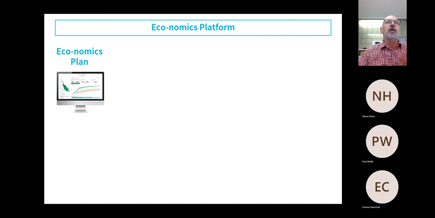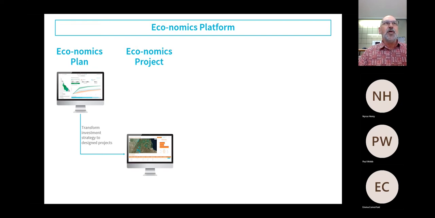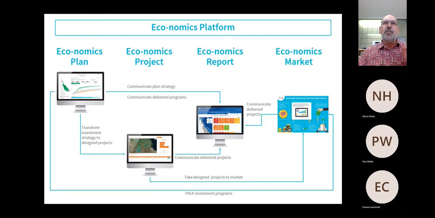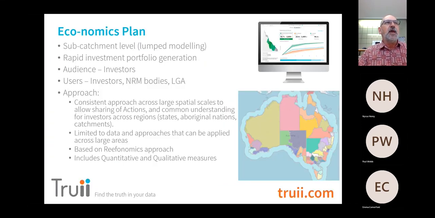So just a quick reminder, the economics platform has four key components: economics plan, high level investment planning; economics project, project level or farm level modelling; impact reporting; and facilitation for economics markets. So we're talking about this high level investment planning, economics plan. It's a subcatchment lumped modelling approach, and it's all about rapid investment portfolio generation. The audience here are investors in NRM, and the users of the tool are those investors, NRM bodies and local government authorities, so the administrators of broader NRM programs.